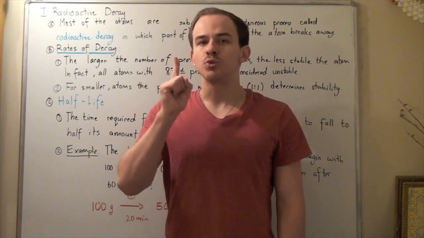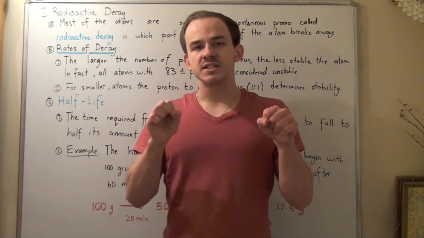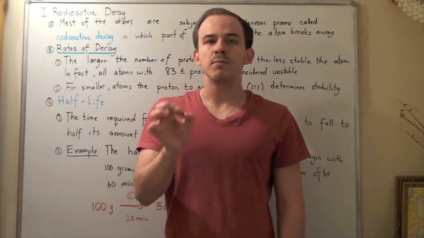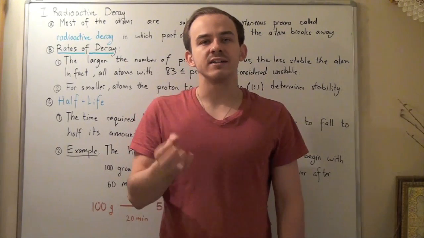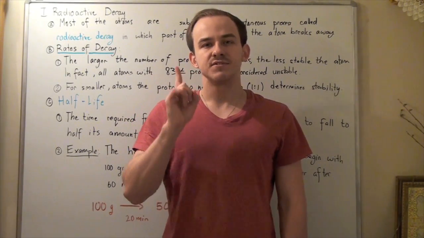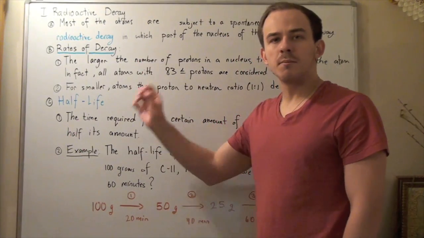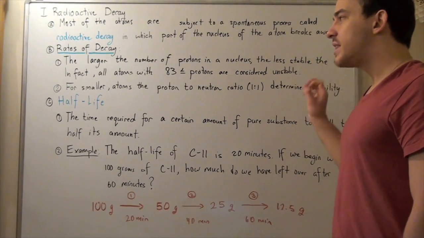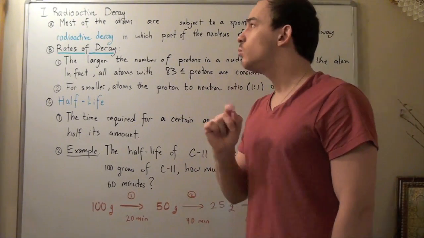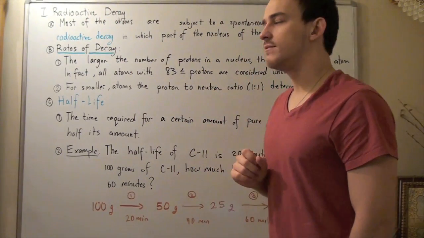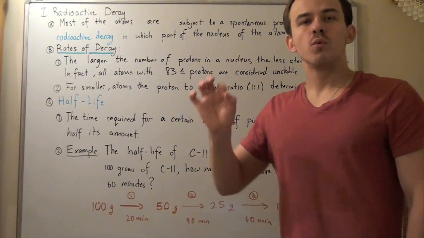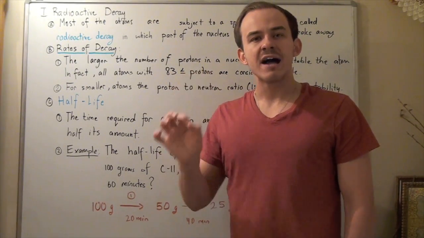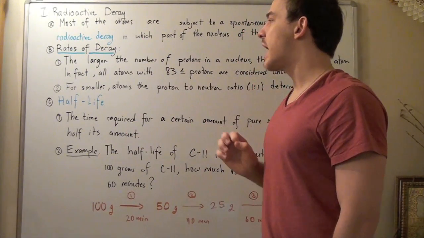So what determines the rate at which the nucleus breaks apart? Well, it turns out that the more unstable an atom is, the more unstable the nucleus of the atom is, the more likely that atom will undergo radioactive decay. So, the larger the number of protons found in the nucleus of an atom, the more unstable that atom. And that means if that atom is more unstable, it will have a higher rate of radioactive decay. In fact, all atoms with 83 protons or more will be unstable, and that means they will have a relatively high rate of radioactive decay.